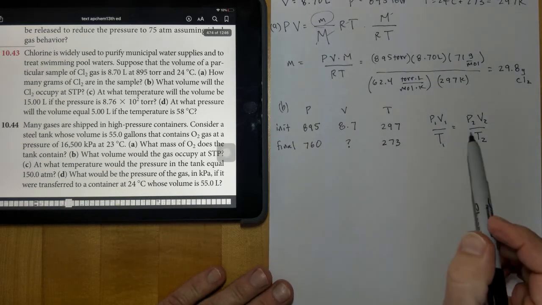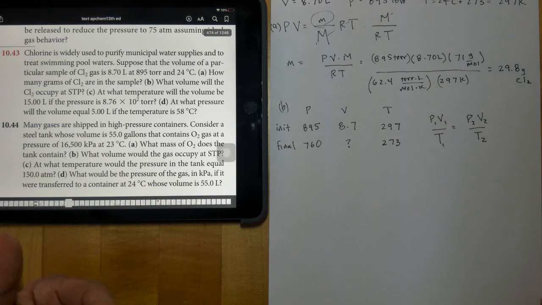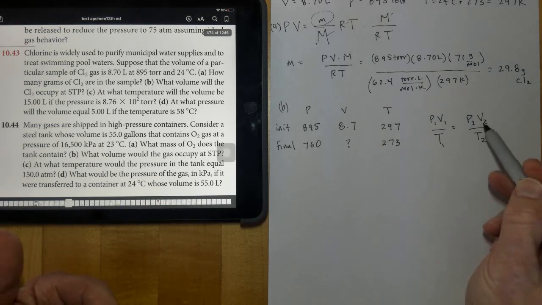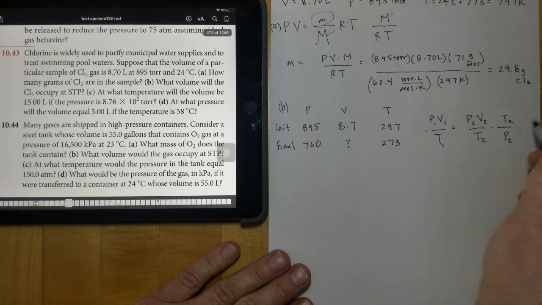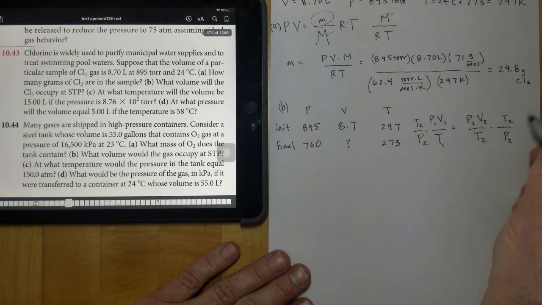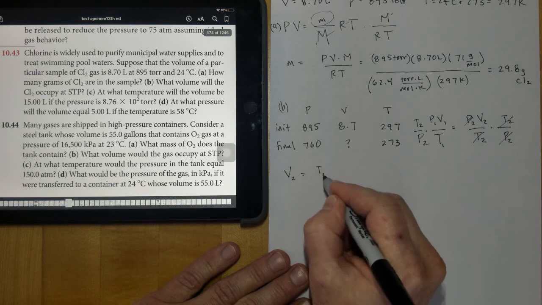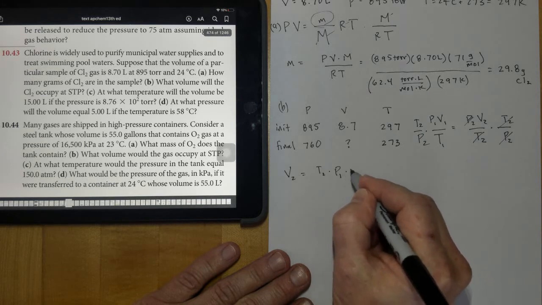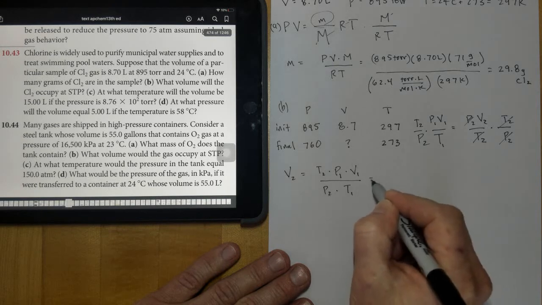And then lots of people like to just put the numbers in and then solve for it later. Or you could solve for volume 2 right away by multiplying both sides by T2 over P2 on this side. And what you do to this side, of course, you have to do to the other side. So T2 over P2 right here. The T2s will cancel, and so will the P2s. And so our final volume, our volume 2, will equal T2 times P1 times V1 over P2 times T1.